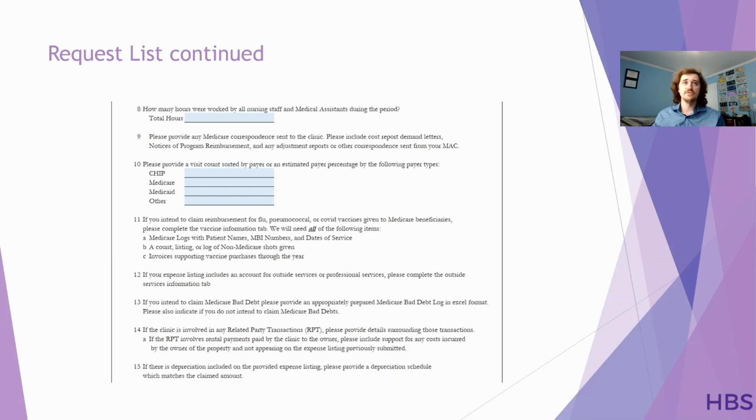For number 9, we ask for any Medicare correspondence that was sent to the clinic. This would be any correspondence sent from your Medicare administrative contractor or your MAC. This is going to include demand letters, notices of program reimbursement, any kind of adjustment reports, and then really just kind of any correspondence sent from the MAC. You can send that to us, and we'll go through it and make sure that we're getting the right information.